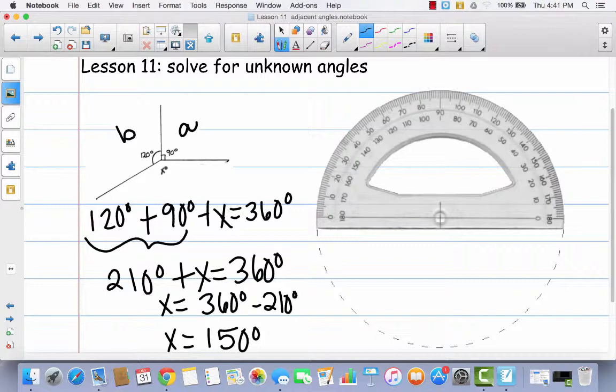Okay, so far we did not use our protractor, but if you wanted to, you could try to measure that, but the chances of it being exactly 150 degrees are not very good unless you actually measure to make your angles exactly 90 degrees and 120 degrees.